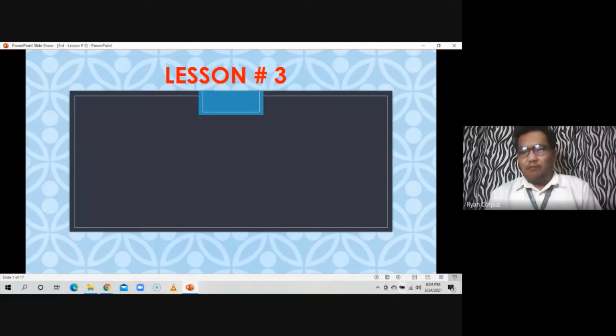Discussion in third grading. So we are now on lesson number 3. So ano nga ba i-discuss natin for lesson number 3? If the last time we discussed about parallelogram and its properties, this time we are going to discuss those quadrilaterals which are under parallelogram. Ano-ano ba yung mga yon? Yung tinatawag nating special parallelograms. So we are going to discuss in lesson number 3 as special parallelograms and its properties.